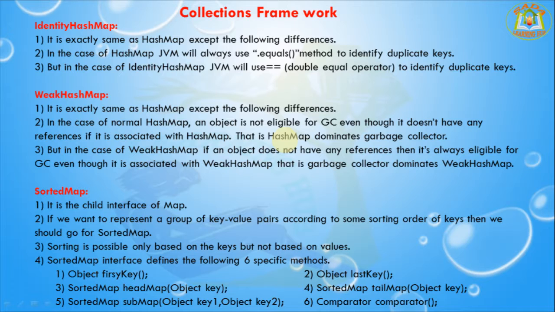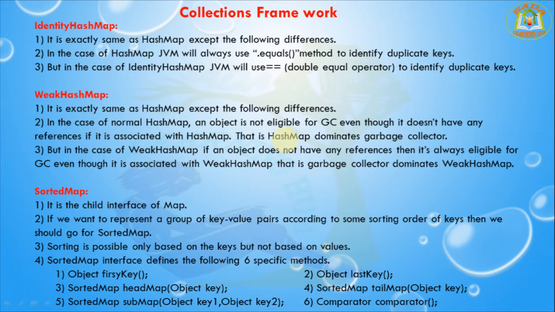WeakHashMap is the same as a HashMap, but there is one difference. In the case of a normal HashMap, the object is not eligible for garbage collection even though it doesn't have any references, if it is associated with the HashMap. If it is a WeakHashMap, and the object doesn't have any references, it is eligible for garbage collection even though it is associated with the WeakHashMap. The garbage collector dominates the WeakHashMap.